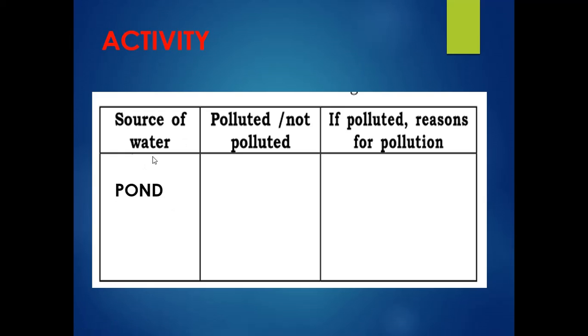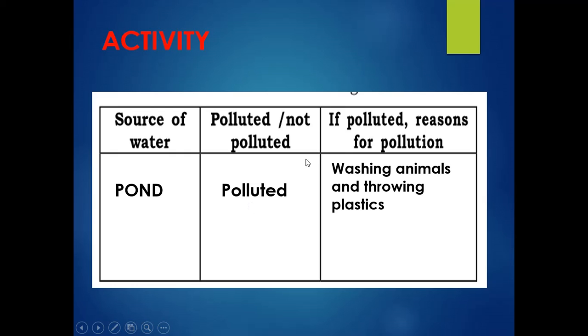Here I have given the source of water as pond, and if it's polluted, we should write the reason for pollution. This pond is polluted. So what is the reason? It can get polluted because of washing animals and throwing plastics. In this method you have to collect the information, find out the source of water in your locality, discuss the cause of pollution, and write it in the table.